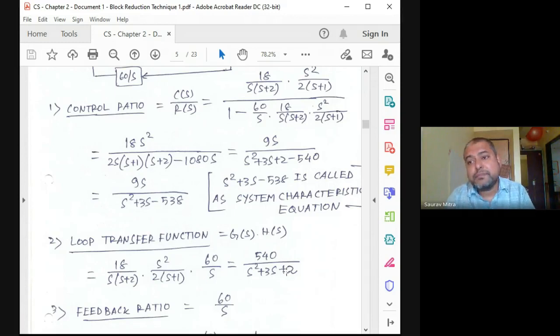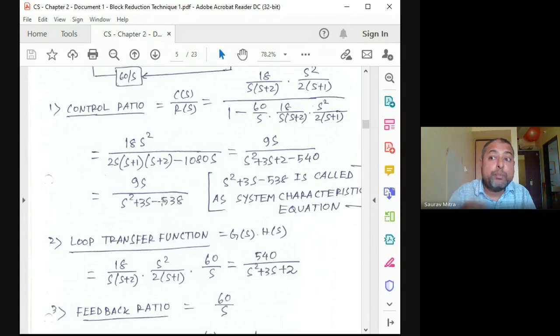So here I'm telling you a very important thing. Okay, so what is the closed loop transfer function? The closed loop transfer function is this. What we have found, CS by RS, that is G divided by 1 plus or minus GH. That is called CLTF, closed loop transfer function.